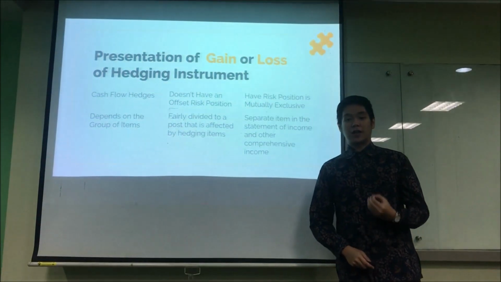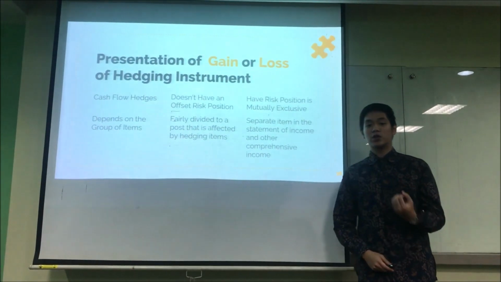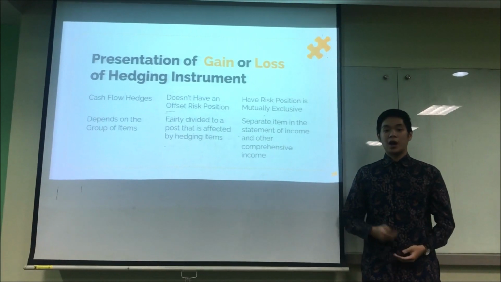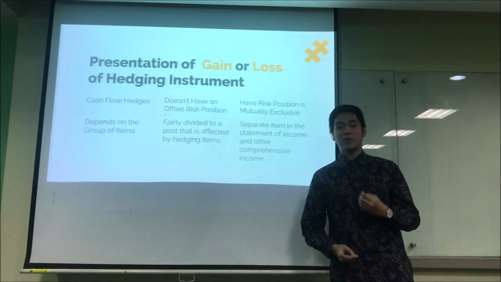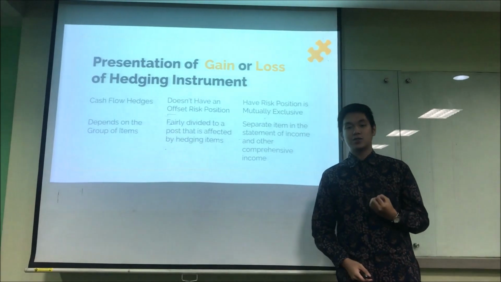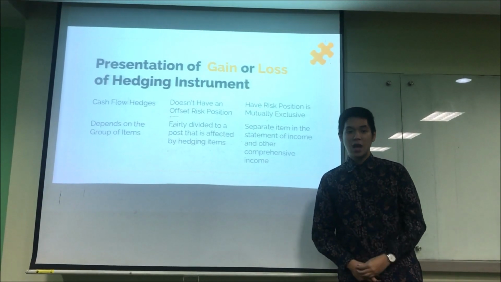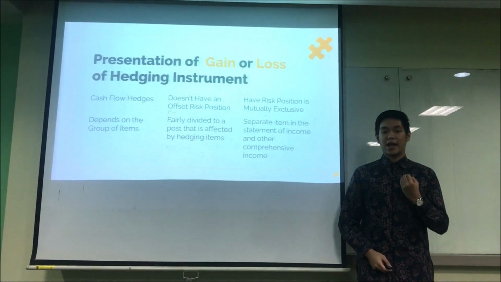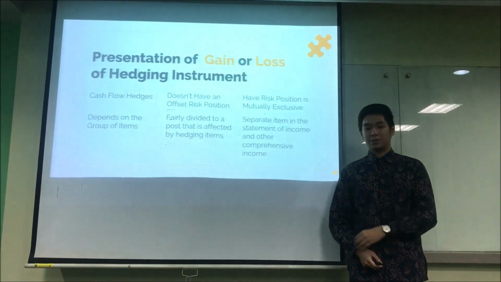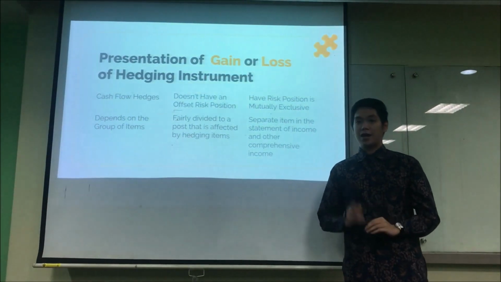And last, if a group of items that have offsetting risk positions is mutually exclusive, for example, a group of sales and expenses denominated in foreign currency are hedged together for foreign exchange risk, then the entity presents hedging gains or losses in a separate item in the statement of income and other comprehensive income.